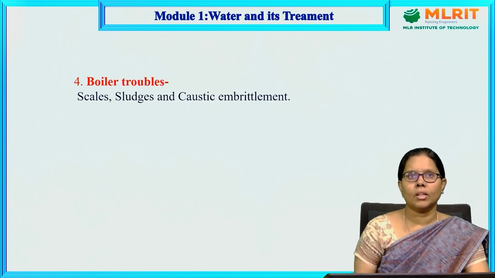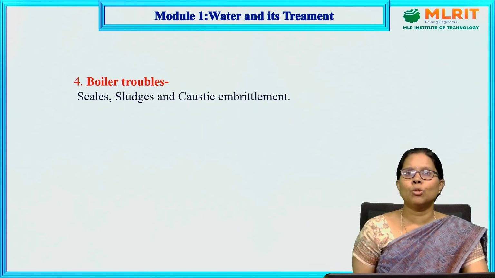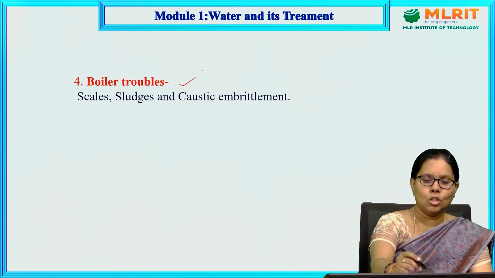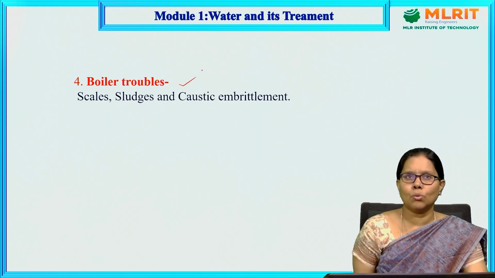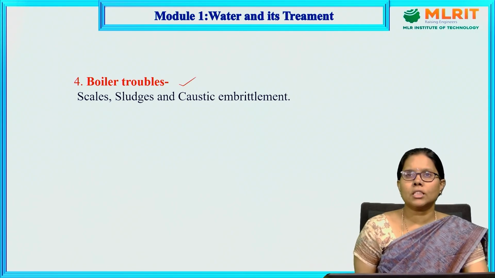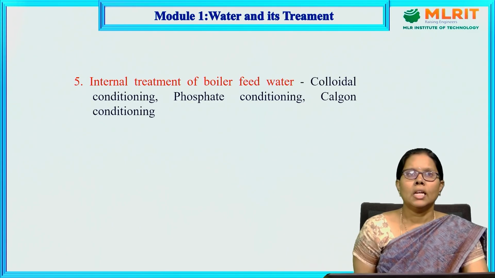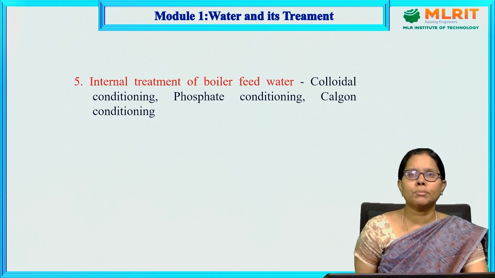The next topic is boiler troubles due to the presence of hardness in the water. The various troubles we are going to face, scales, sludges and caustic embrittlement, we are going to cover, which is followed by internal treatment of boiler feed water. There are two types of treating of water. One is internal treatment and the other one is external treatment. Internal treatment is nothing but using chemicals.